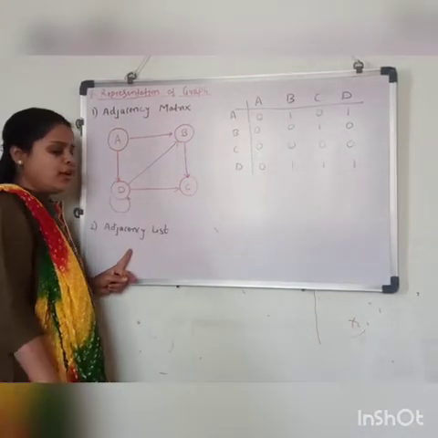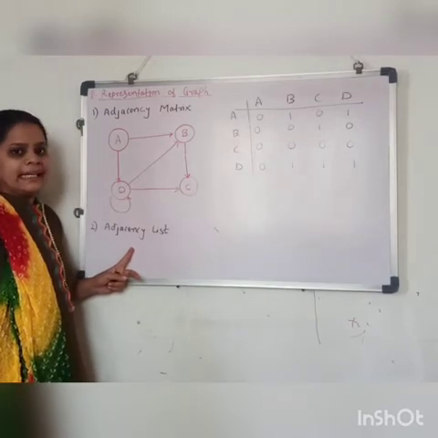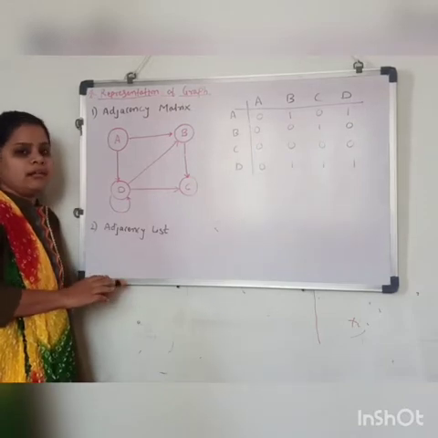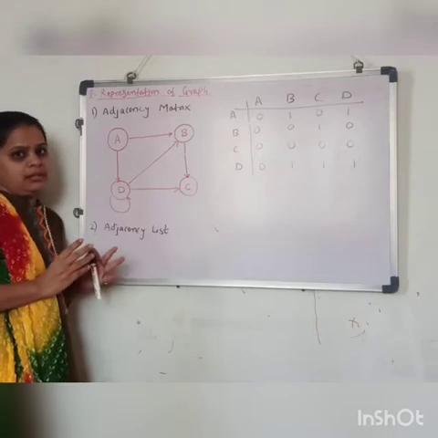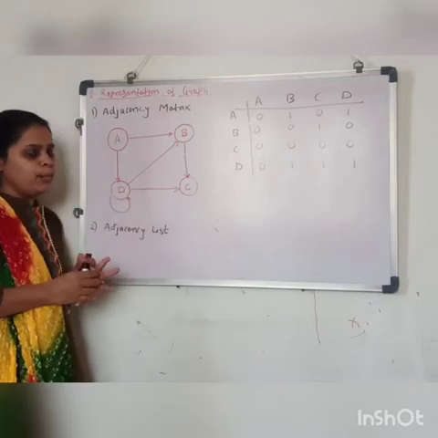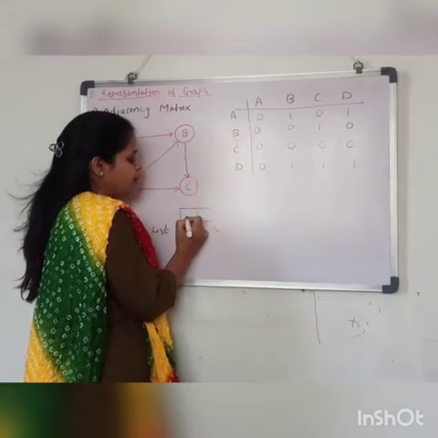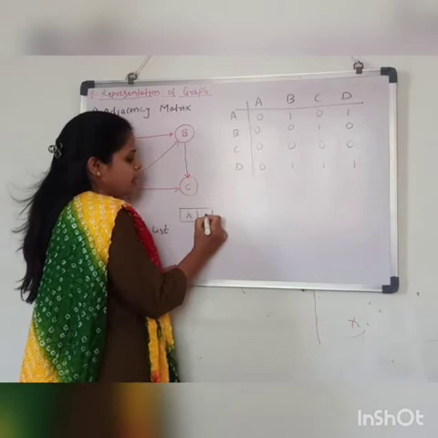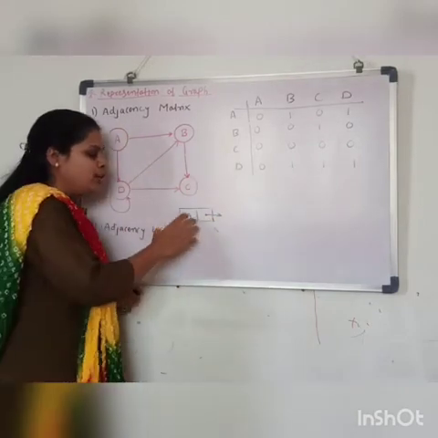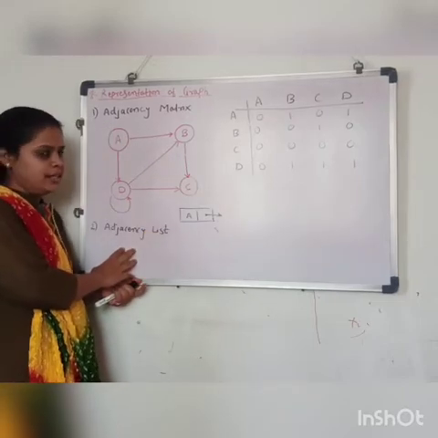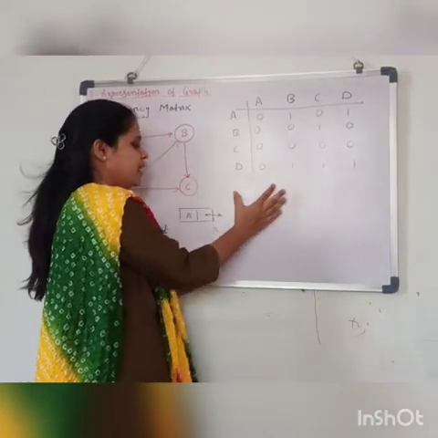Now the second way of representing a graph is the adjacency list. Here we are going to use a singly linked list for representing a graph using a list. Now a singly linked list contains nodes. A node contains two parts. The first part is the node information and the second part is the pointer which connects to the next node. It is very easy to generate the adjacency list for a graph if you have the adjacency matrix.